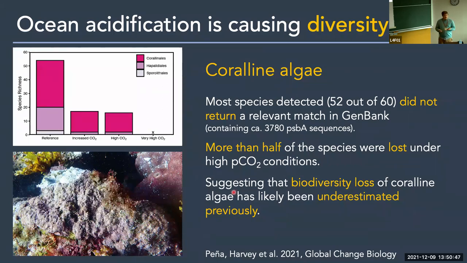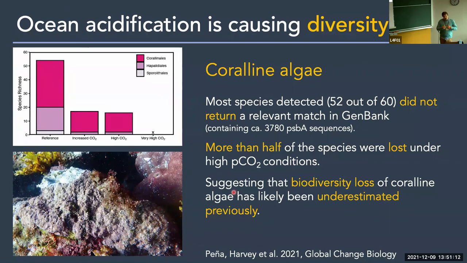And turns out after some studies, people are not very good at identifying coralline algae visually, and they have to use molecular techniques. And so when we carried out a survey, we not only found that there are way more species than were previously expected, but that actually most of them didn't even hit a match within GenBank and other places.